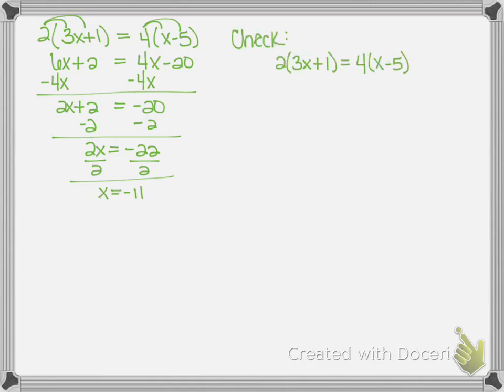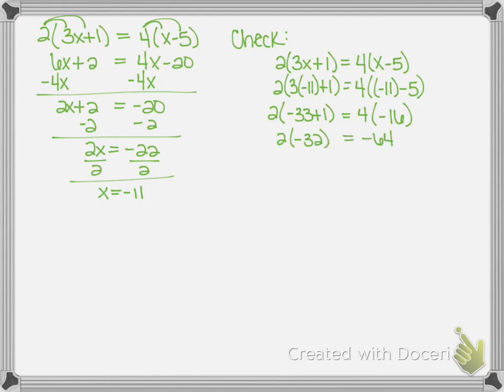Double checking my work real quick, again writing down the original equation. Then substituting negative 11 in for both of those variables. Working inside the parentheses first, following order of operations. If I keep going here, I get negative 64 equals negative 64. I solved the equation correctly.